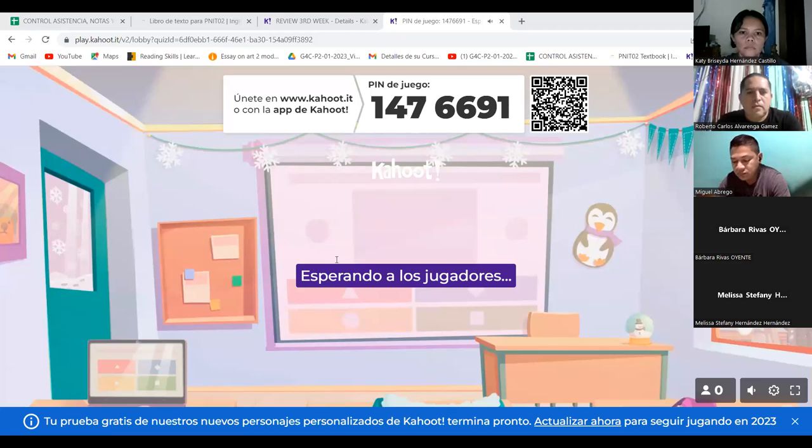Ok. Recuerden, se van a meter al link kahoot.it y van a ingresar el código que aparece ahí, right? Una vez que estén ahí y hayan ingresado su código, el pin que está ahí en pantalla, podemos ingresar con sus nombres ya para el juego, ¿ok?